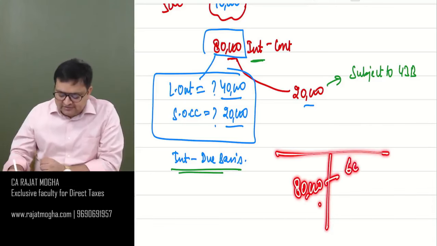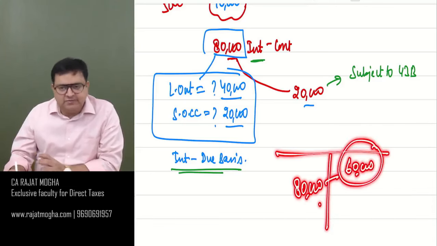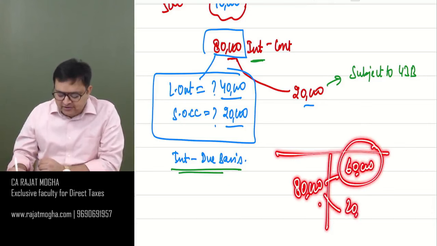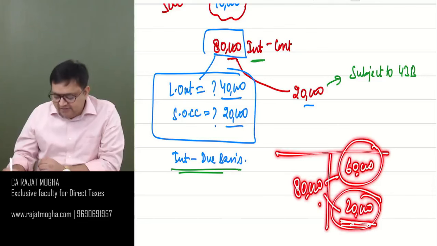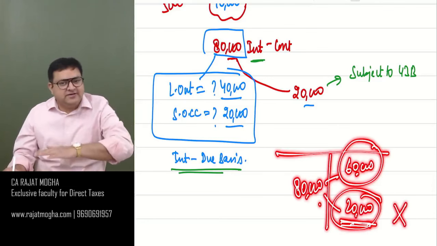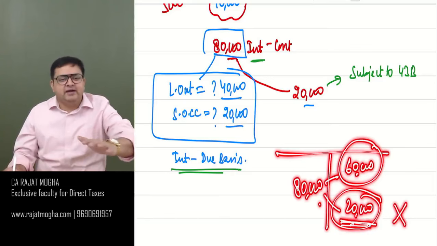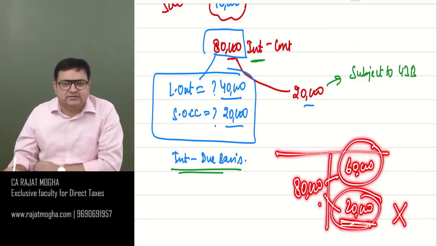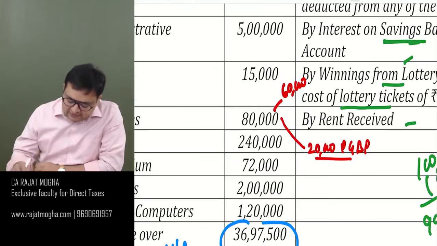first of all, I will disallow 60. Why? Because this is not PGBP. So the remaining 20,000 is allowed. But if it is also not paid, I will disallow this also, because although it is PGBP, it is not paid, so 43B will disallow this. Let us see. I think this is what they will say.